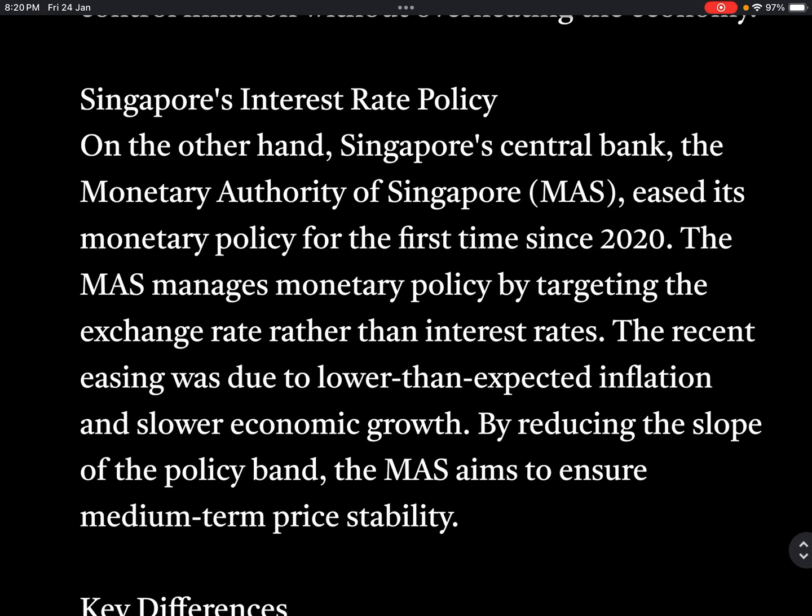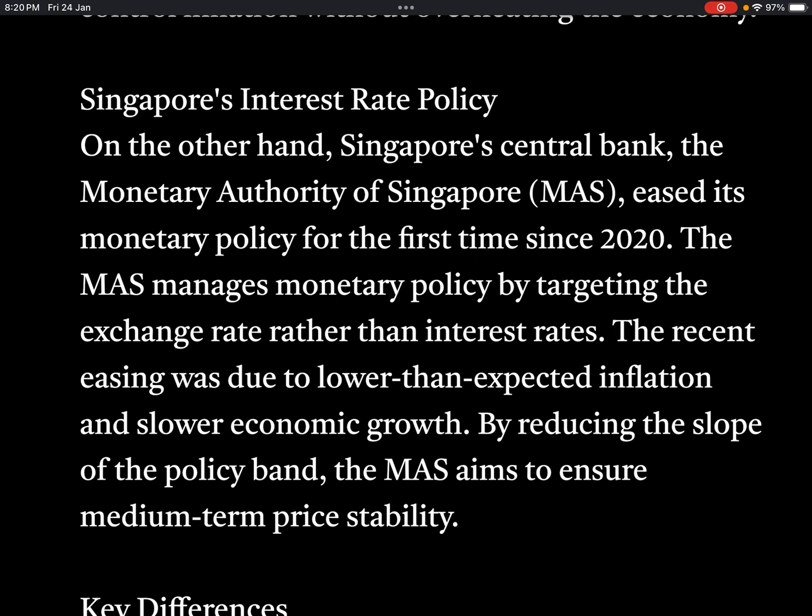On the other hand, Singapore's central bank, the Monetary Authority of Singapore, eased its monetary policy for the first time since 2020. The MAS manages monetary policy by targeting the exchange rate rather than the interest rate. So, the Monetary Authority of Singapore is targeting the exchange rate between the Singaporean dollar and the US dollar. They are not targeting interest rates. They are not impacting the economy as a whole. Definitely, the exchange rate will impact the economy.